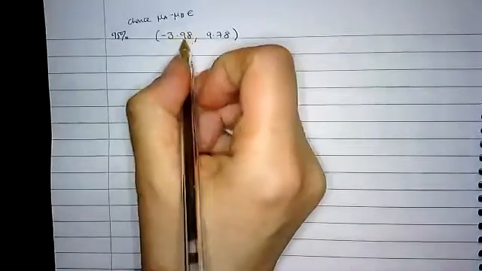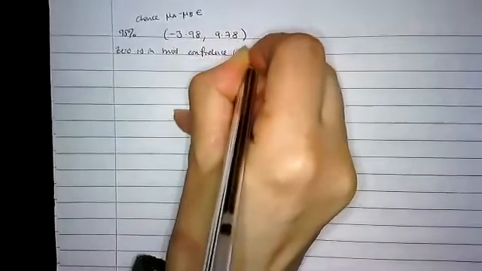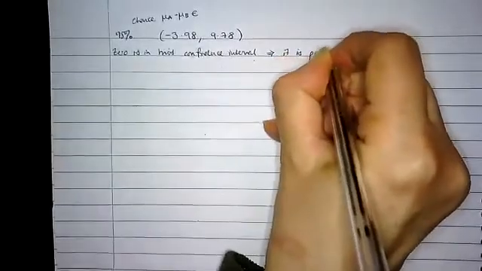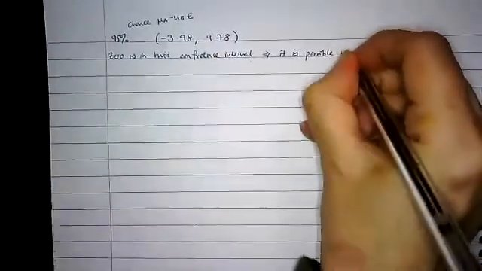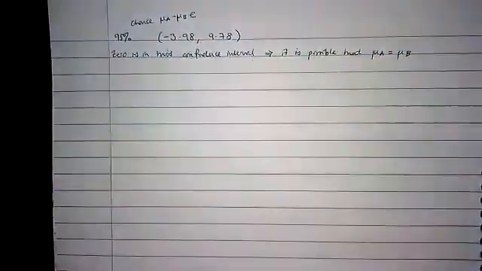And 0 is in the middle. That is, it's not directly in the middle, but it is in that interval. So it's possible that mu A equals mu B. Now we can't say for sure that it definitely is, but it's not completely ruled out by the confidence interval.